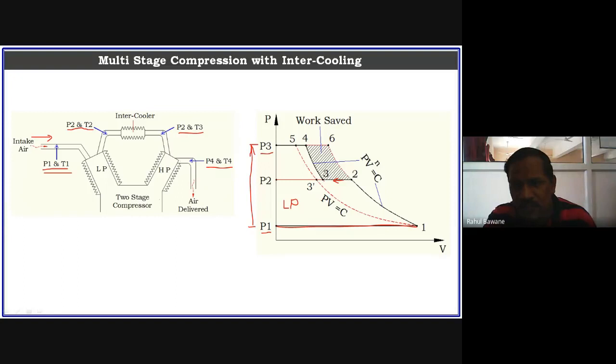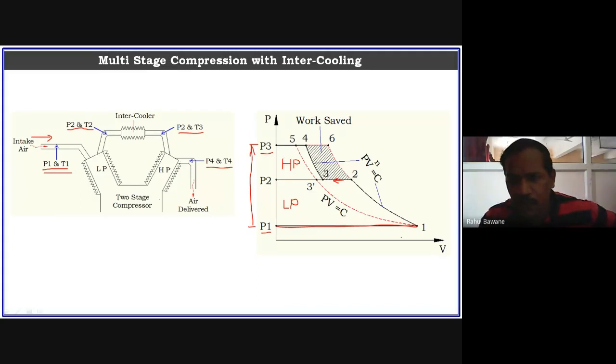This point 3 is the outlet of the intercooler. So the outlet of the intercooler is at P2 pressure, with temperature reduced to T3. This will now be inserted into the HP cylinder. In the HP cylinder, it will compress further and reach the delivery pressure P3 at point 4. Then it will be a delivery stroke.